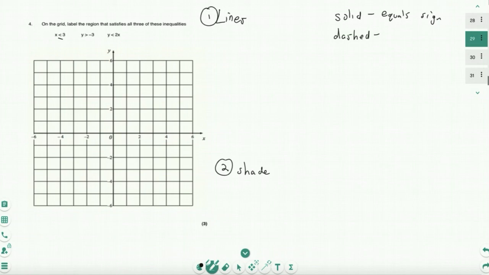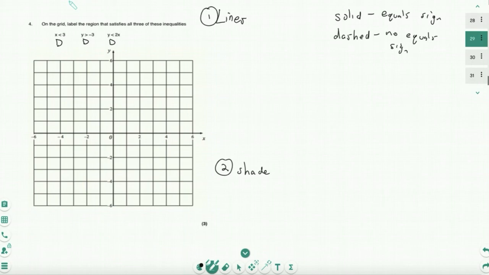But if there isn't an equals to sign, like pretty much all three of these inequalities, there's no equal sign anywhere, we're going to use just a dashed line, so no equal sign. So first things first, we're going to determine which lines will be dashed and which lines will be solid. Well, since none of these lines have an equals to sign, this will be dashed, this will be dashed, and this will be dashed, okay?